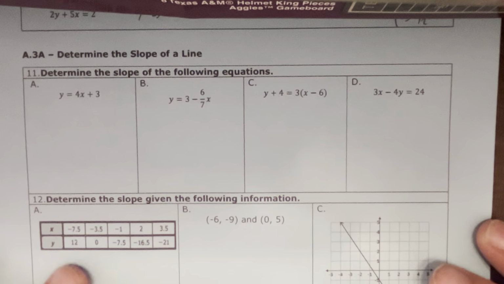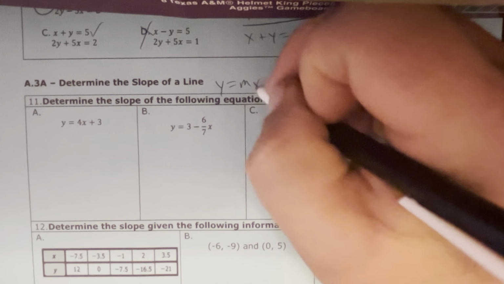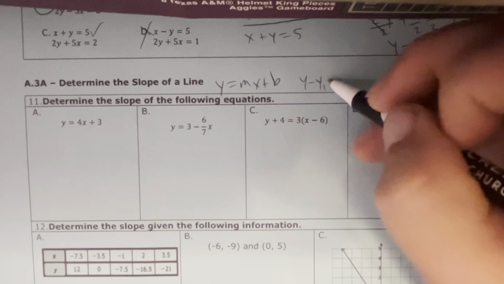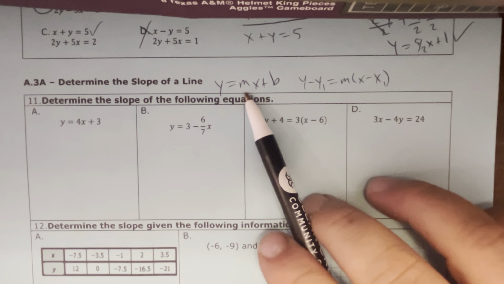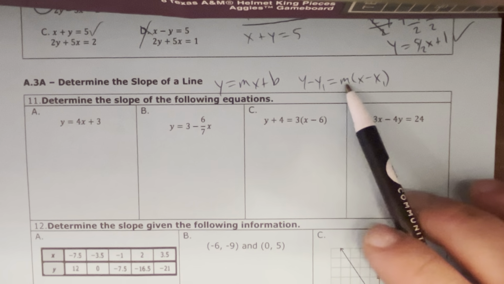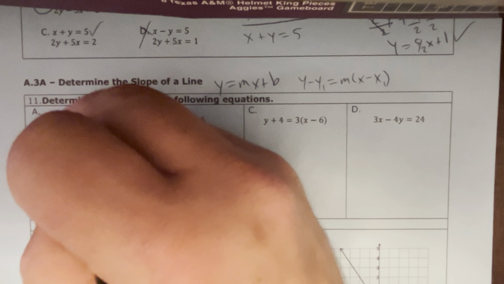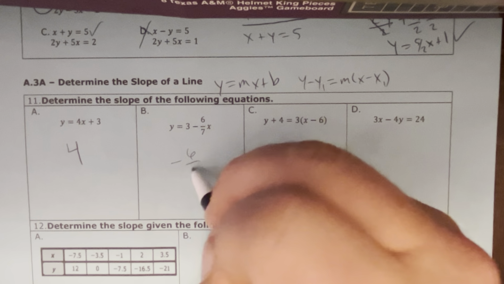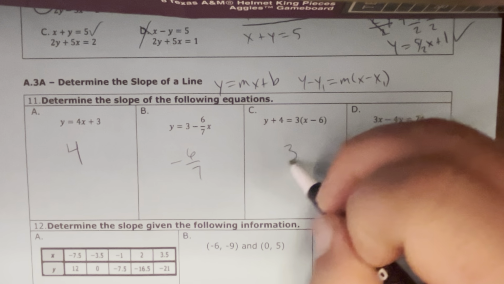Number 11, determine the slope of the following equations. Again, remember the slope: we have y = mx + b, and we also have y - y1 = m(x - x1). Here are our two equations, the slope-intercept form and the point-slope form. The m should be either attached to the x or in front of the parentheses if we're in this form. On this one, attached to the x is 4, so the slope is 4. On this one, here's the x, so the number attached is -6/7. On this one, the point-slope form, the number in front of the parentheses is 3.